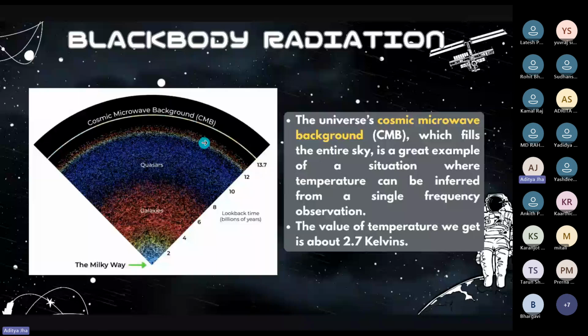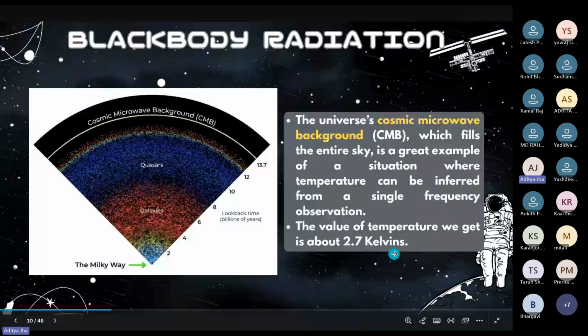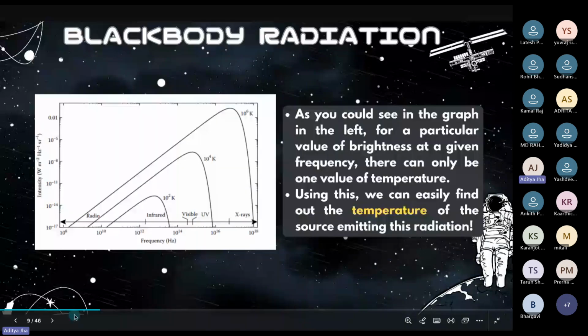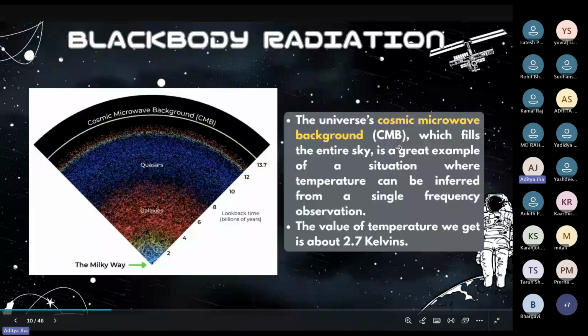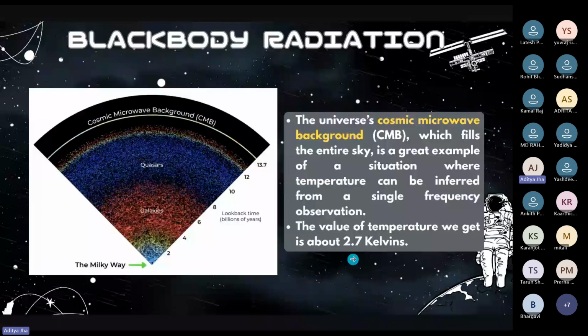And we can use the frequency versus intensity values for this to calculate the temperature of different parts of space. If we try to do that, the value of the temperature we get is about 2.7 kelvins. So that's another application of this method. You use the cosmic microwave background to calculate the temperature to be about 2.7 kelvins.